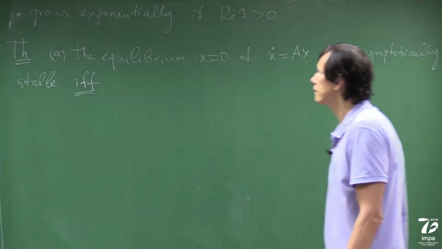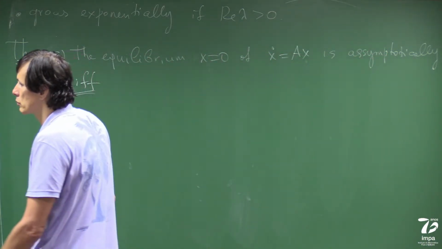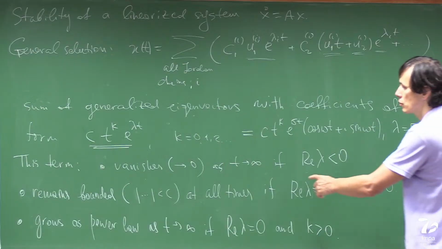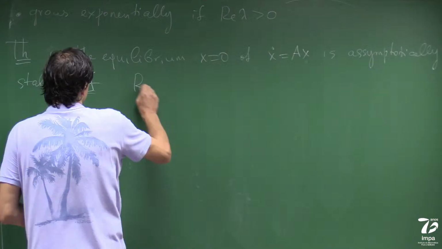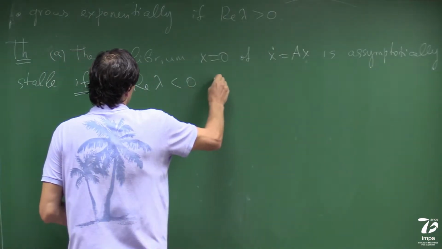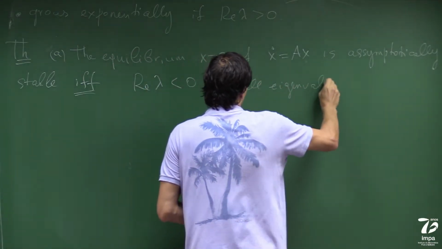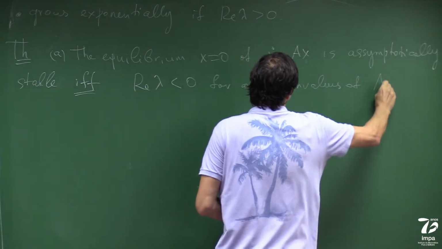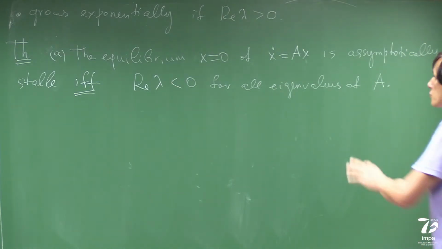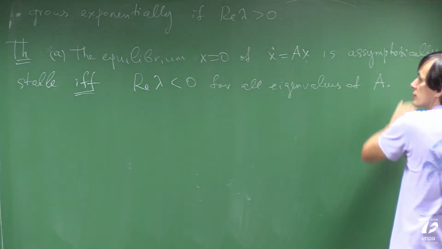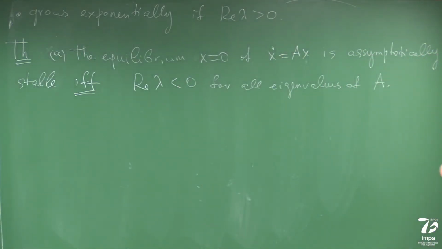if and only if, so what do we need for asymptotic stability? We need that every solution goes to 0, so we can only have solutions where the eigenvalue has a real part smaller than 0. That is, the real part of all eigenvalues of the matrix A is smaller than 0. This is a full description, because we know it's asymptotically stable if and only if all eigenvalues have negative real parts.